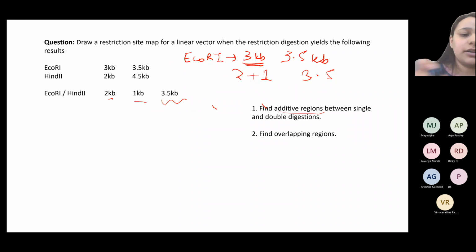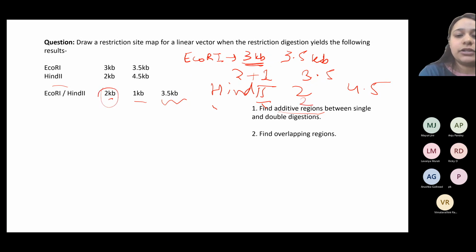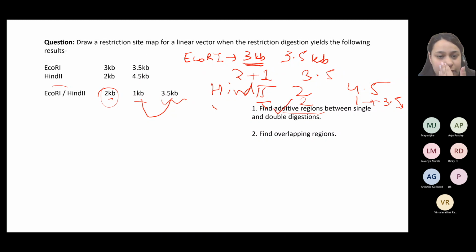Now the other additive region for HindII, what will it be? HindII has basically a 2 kb fragment and a 4.5 kb fragment. So this individual fragment could yield a 2 kb fragment, and 1 plus 3.5 can yield a 4.5 kb fragment, right? So this is how we need to look at the question, right? So we have found the additive regions over here, between the single and double digestions. Now we have to find the overlapping regions, right?